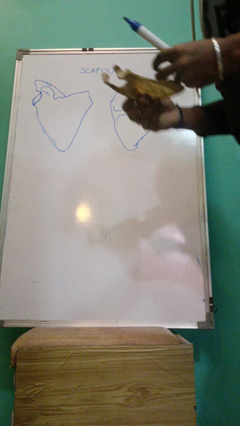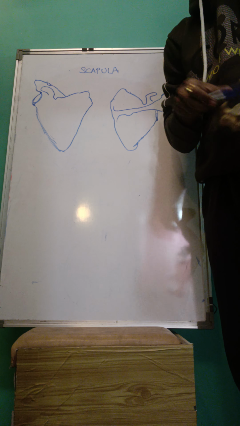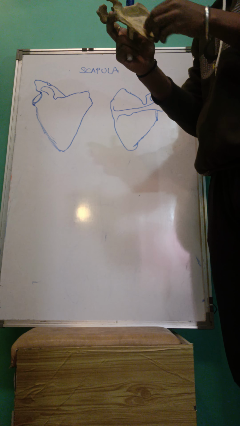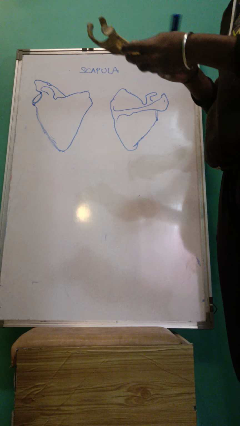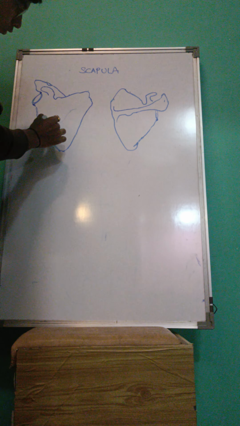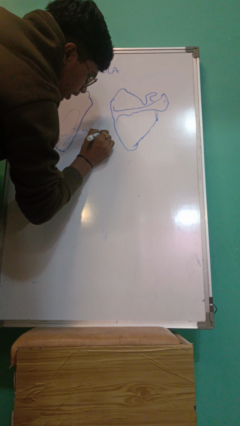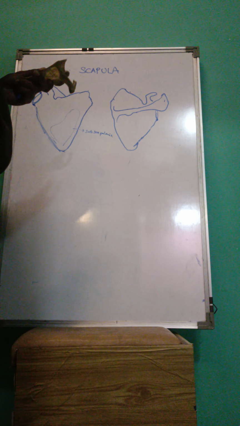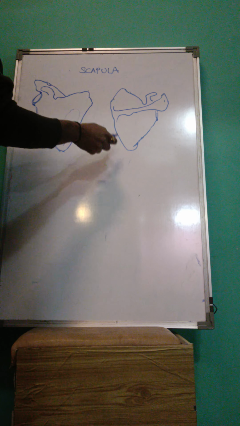Now we have to talk about the attachments of the bone. For the scapula, on the concave surface, it contains the subscapular fossa. On the medial two-thirds of the subscapular fossa, it contains the origin of the subscapularis muscle.